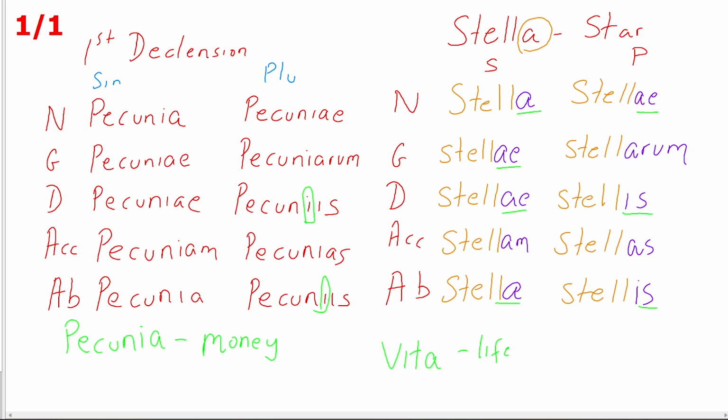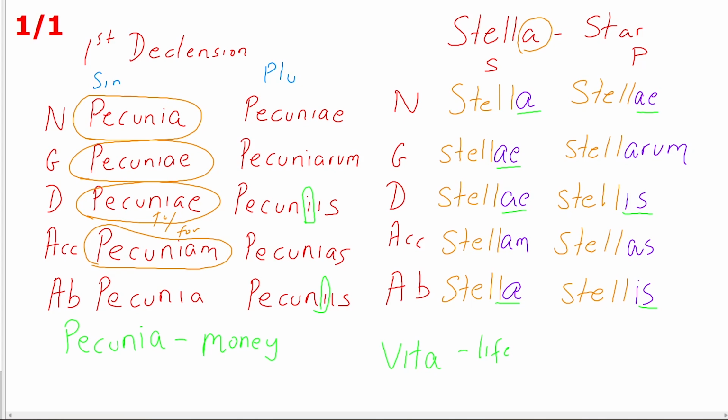So let's quickly take a look at the cases. Okay, so what we said is the nominative, what does the nominative case indicate? The subject, right? So therefore pecunia here would be the money. Then pecuniae genitive would be of the money. Then dative is, what is the English equivalent? To or for. Then the accusative is the direct object. And then finally by means of, with the money, by the money would be the ablative.